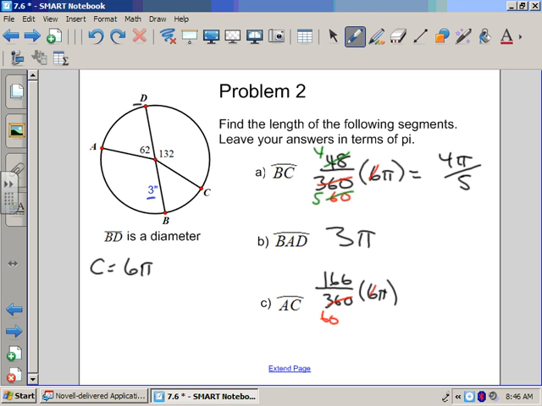Wow, I'm not real sure. It looks like I can just put a 2 in there. 2 goes into 166 83 times and goes into 60 30 times. And so the length of arc AC is my favorite number, 83 pi divided by 30.